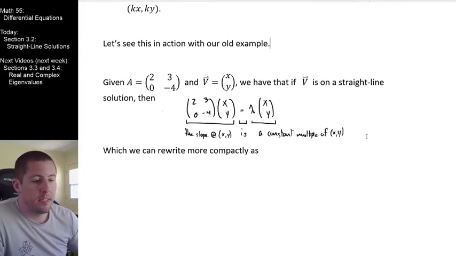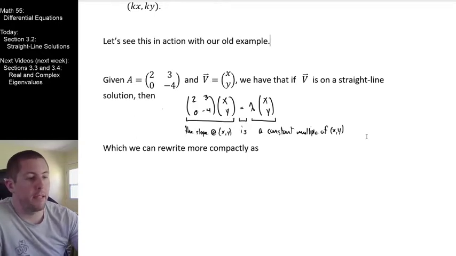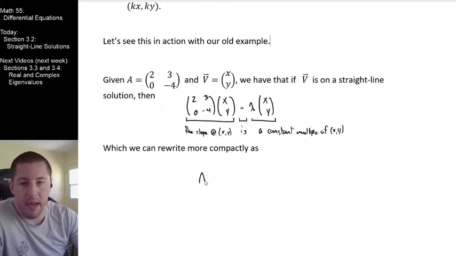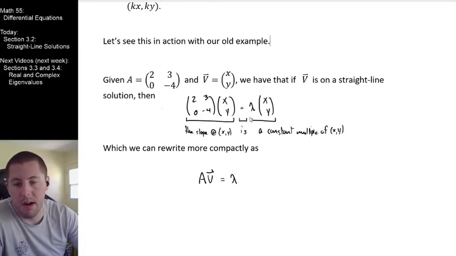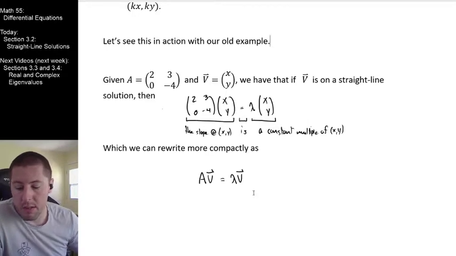So I'm going to write this a little bit more compactly. I know that this matrix of coefficients, that's what we called A. We define this generic vector xy to just be v. It should be equal to the constant multiple, unknown, of lambda. I don't know what it is. It's just some constant number times that vector v right there. Right? Av equals lambda v.